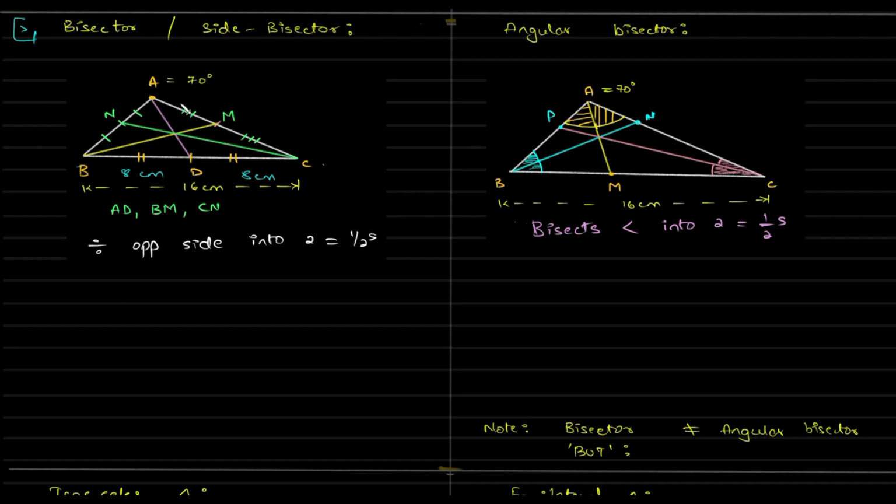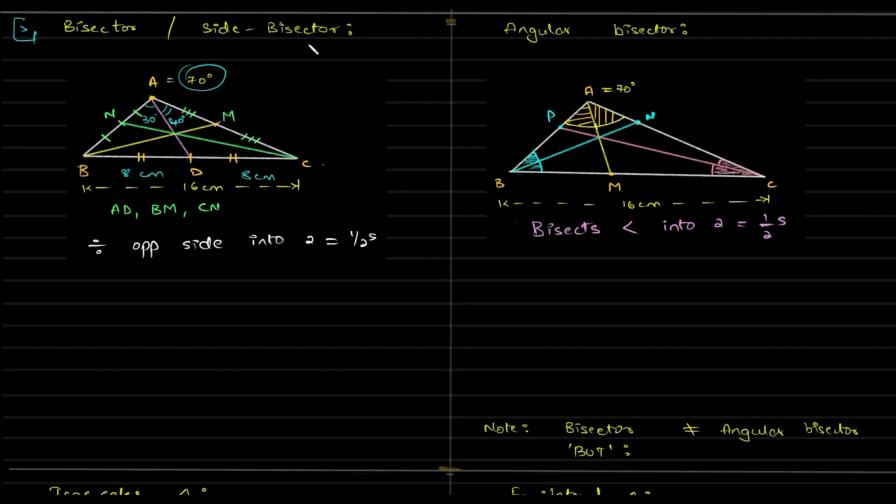Please note that many people get confused with this. It need not divide the angle into two equal parts. This entire thing happened to be 70, this can be 30 degrees and this can be 40 degrees. It need not be an angular bisector.